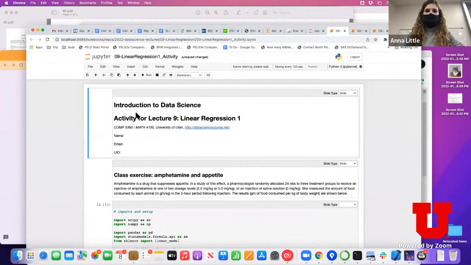Right, so just so everyone is on board, this is the one called activity.